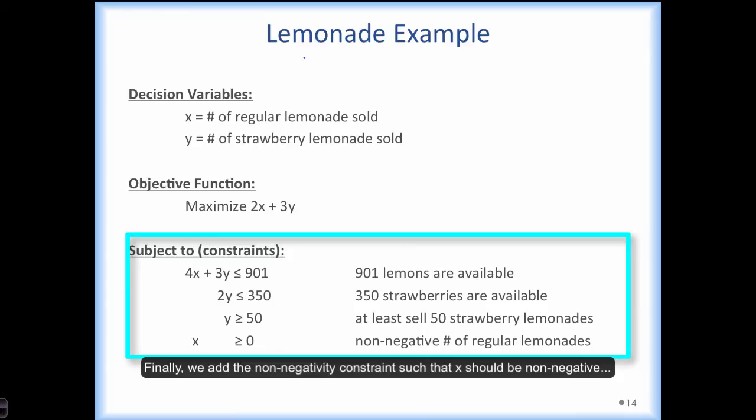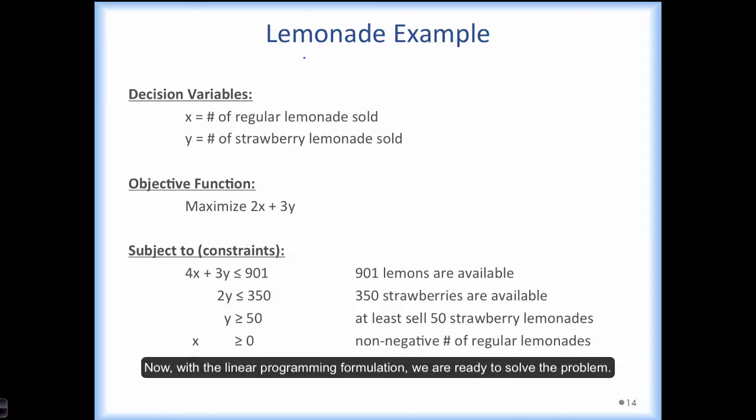Finally, we add the non-negativity constraint such that x should be non-negative, because it will not make sense to produce a negative number of lemonades. You can also add a constraint such that y is greater than or equal to 0. However, because the third constraint has already ensured that the value of y is non-negative, it is not necessary to include the non-negativity constraint for y in this problem. Now, with the linear programming formulation, we are ready to solve the problem.